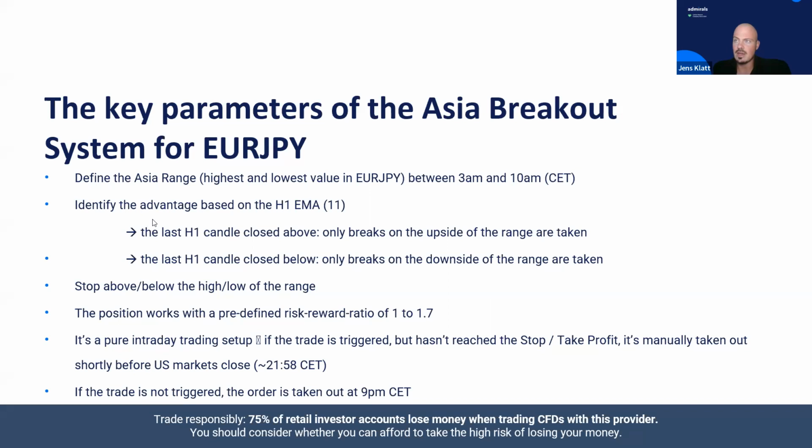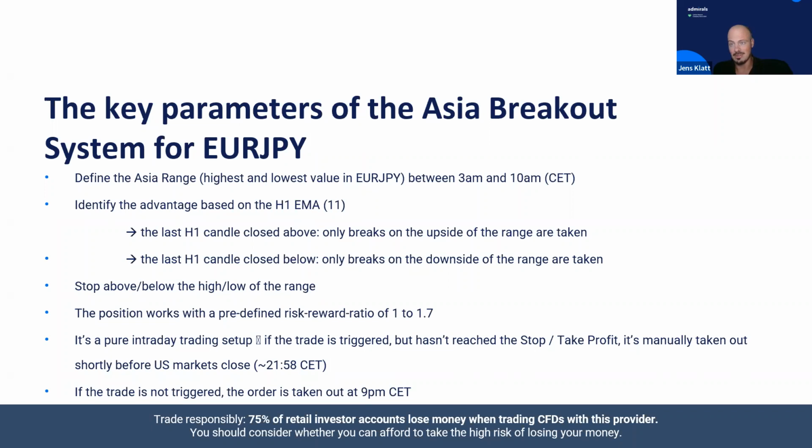And then what we do is we identify the advantage based on the H1 EMA 11. So this is already 50% of the trade, knowing whether to enter a long or a short position. And the EMA is great because it tells you on a very short period of time, here EMA 11, how to enter the trade, buy stop or sell stop. So if the last H1 candle closed above the EMA 11, then if a breakout of this range we defined happens on the upside, we take the trade. If we close above, but then there's a sharp reversal and we break below the range, we are not entering the trade, because overall the advantage stays given on the long side as long as we close hourly above EMA 11 on H1.